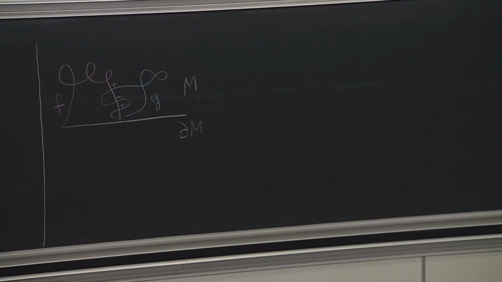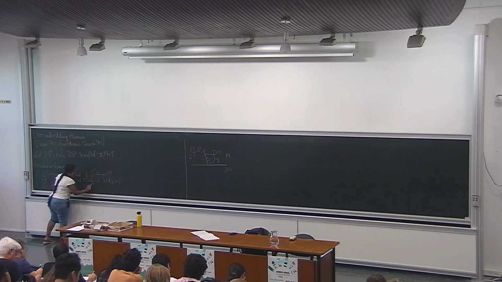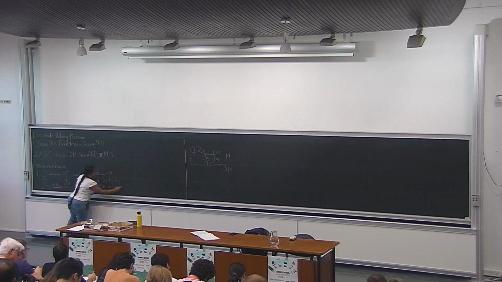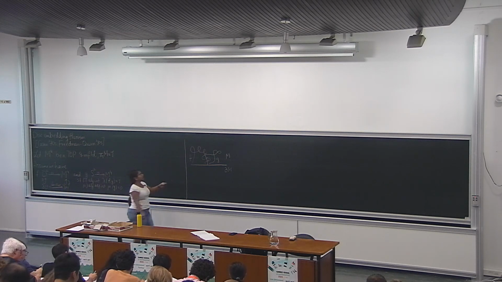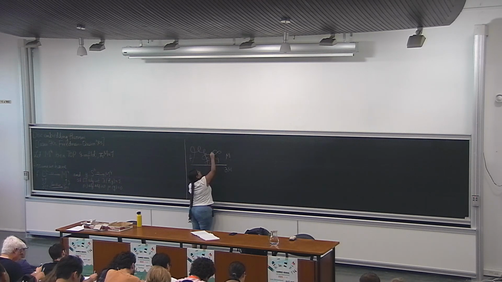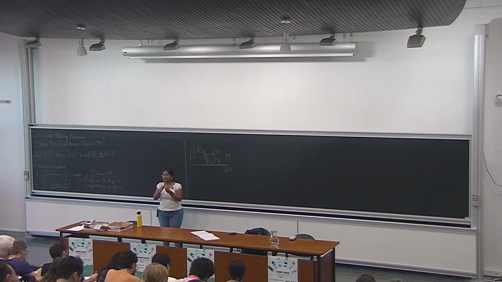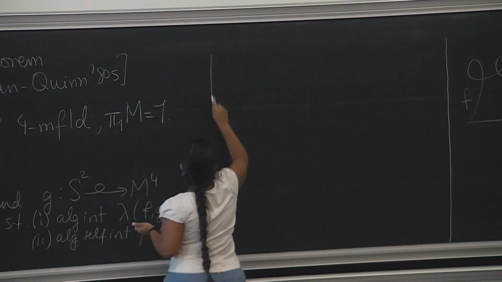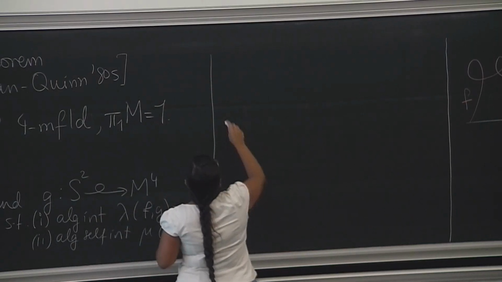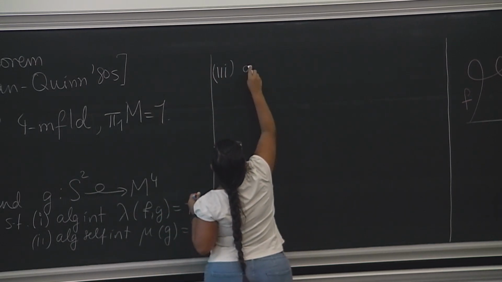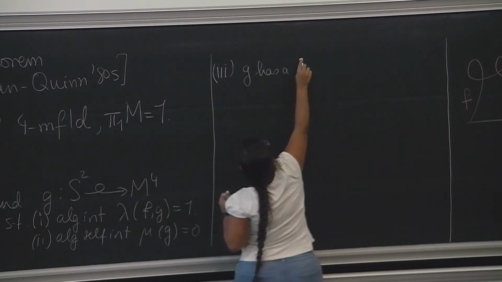Okay, all right. The second condition is that the algebraic self-intersection of G is 0. And that means if I count up all the self-intersections of G by sign, those should also add up to 0. That's why I drew it like that. Finally, there's one last condition, and it's that G has a trivial normal bundle.